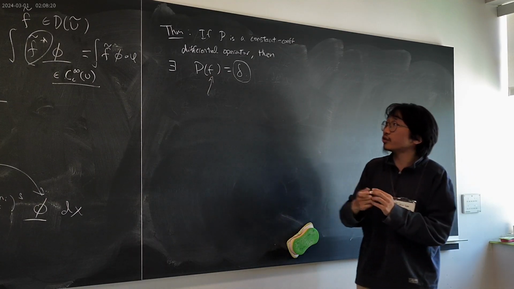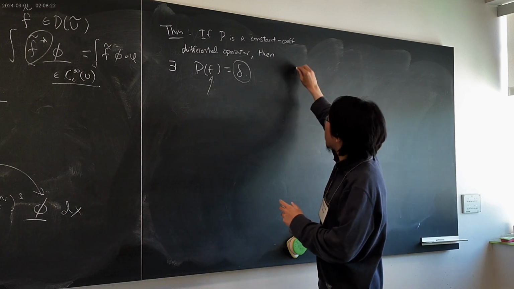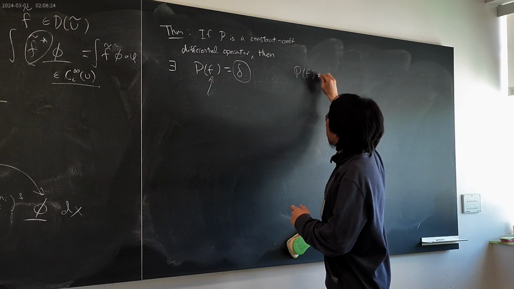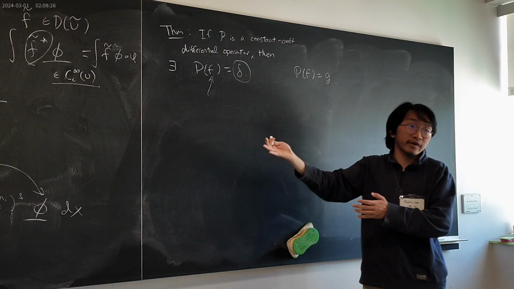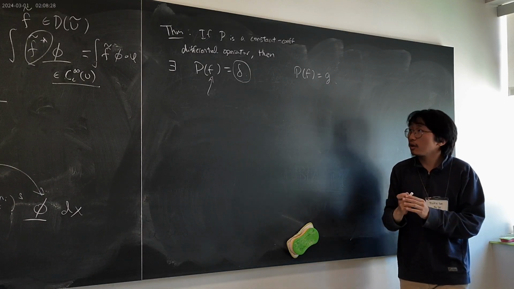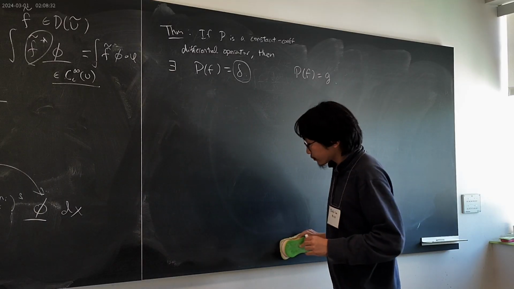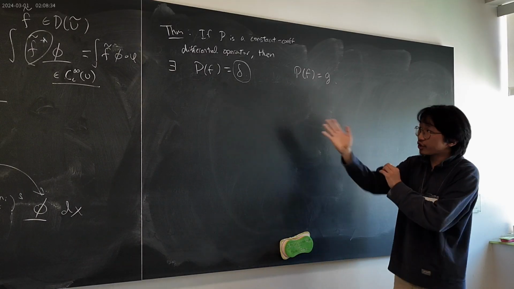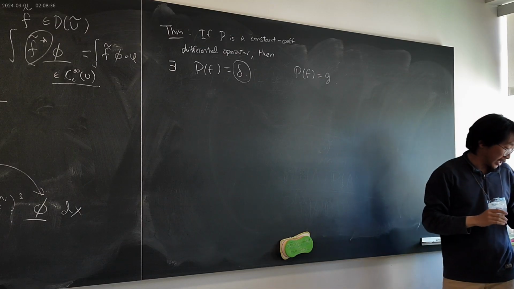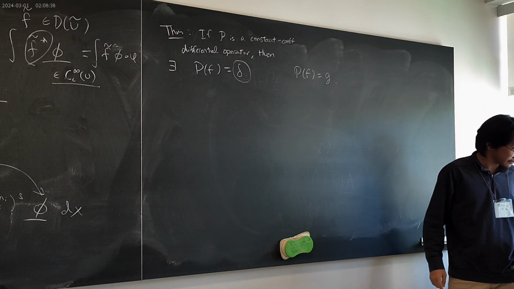And once you have a solution to this equation, you can output a solution to any P of f equals g, basically just by convolving with g. So that's why Green's functions are so widely studied, because if you have a Green's function, then you can solve this PDE in general for anything on the right-hand side.